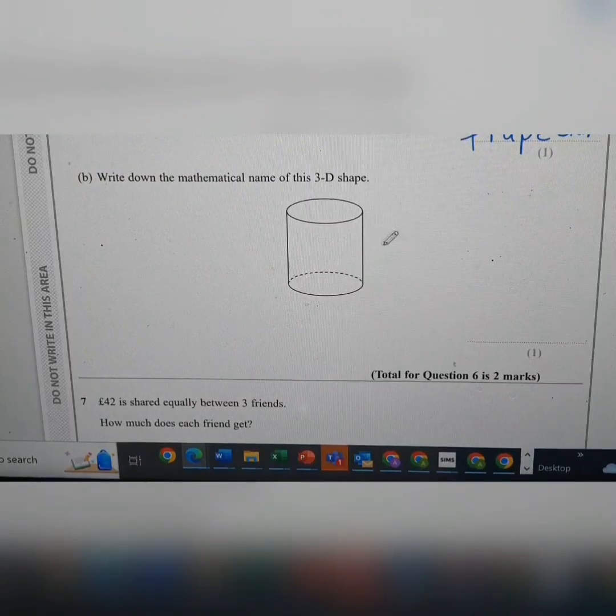Write down the mathematical name of this 3D shape. This is a cylinder. It's a cylinder.